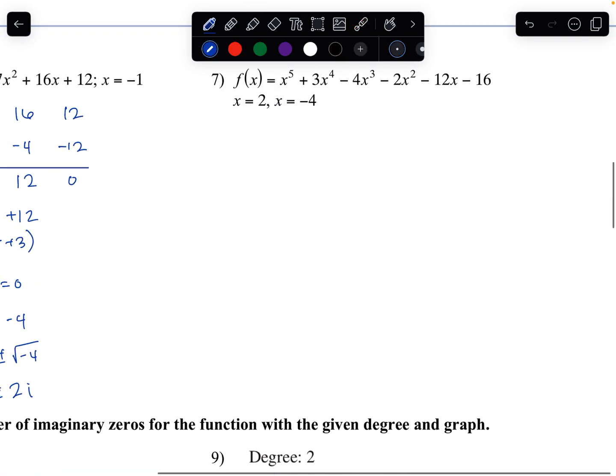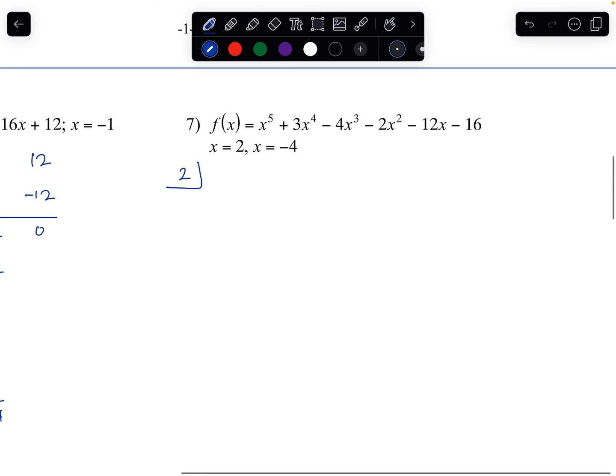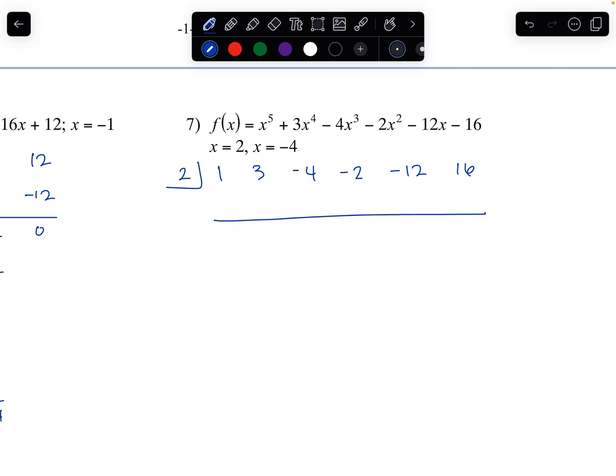So let's go ahead and now I'm giving you 2 zeros to use here. So we're gonna use synthetic division twice. So we're gonna use 2, 1, 3, negative 4, negative 2, negative 12, 16. So 1 times 2 is 2. That's going to give me 5, 10, 6.